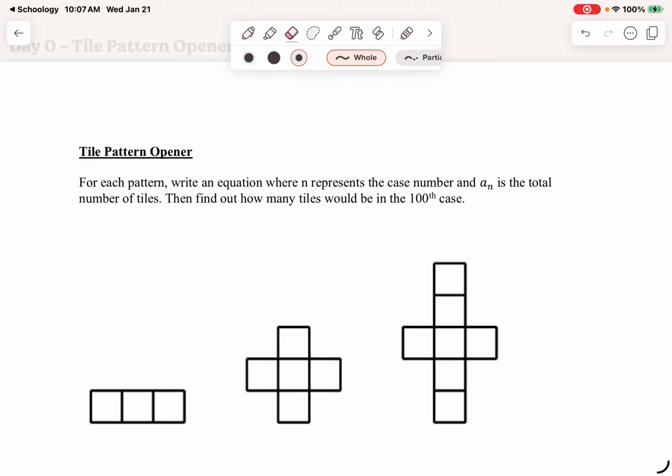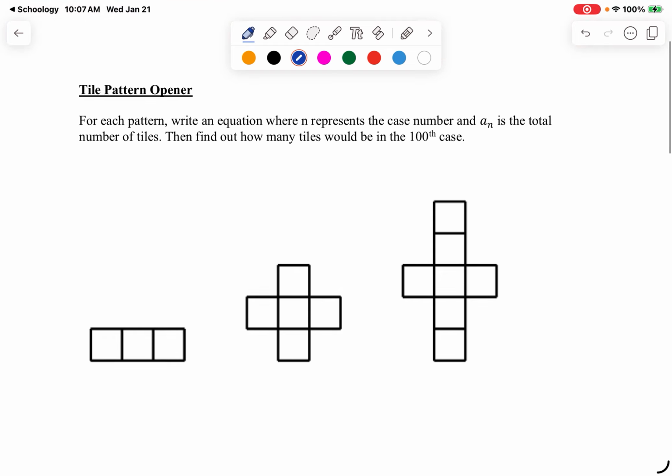All right, so this is our opener on tile patterns. It's difficult for me to make a video on it because it's trying to teach you how to recognize a pattern. And really, that's up to you to recognize a pattern. So I'm just going to do my best to teach you tips and tricks to help you, once you do recognize the pattern, how to get an equation that represents that pattern.